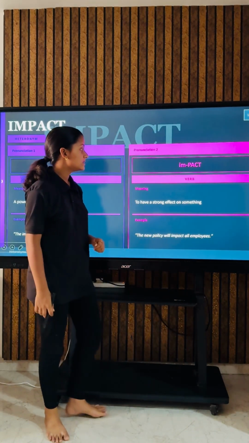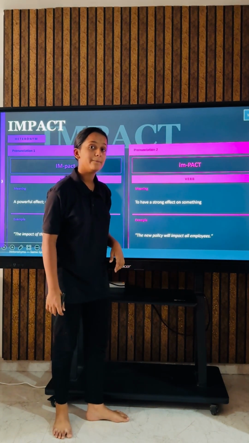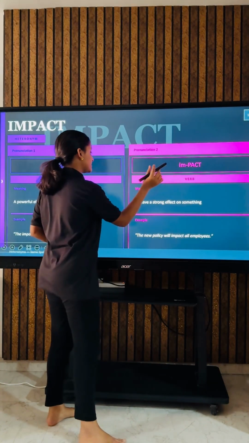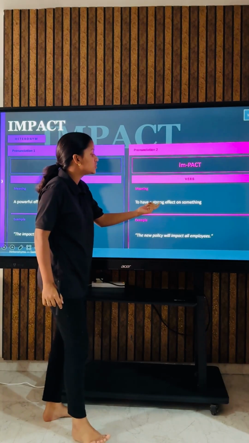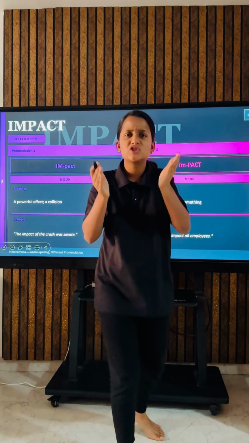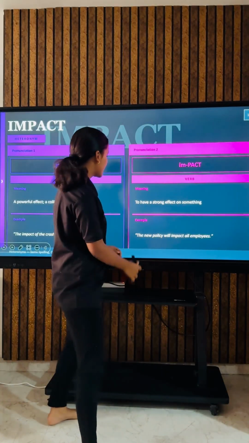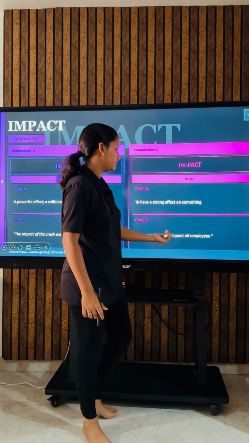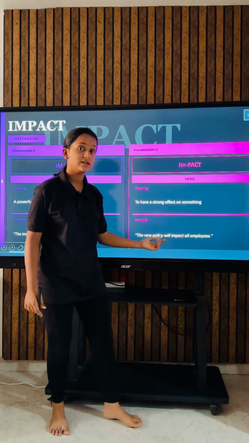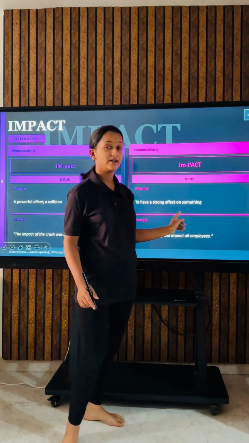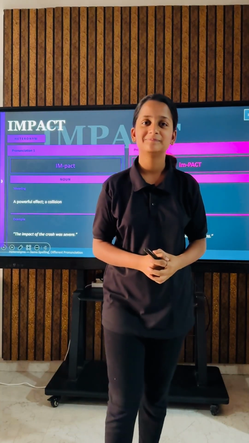Then pronunciation 2 is impact. It is a verb because of the stress on the second syllable. The meaning is to have a strong effect on something. Example: the new policy will impact all employees. To have a strong effect on someone or something.